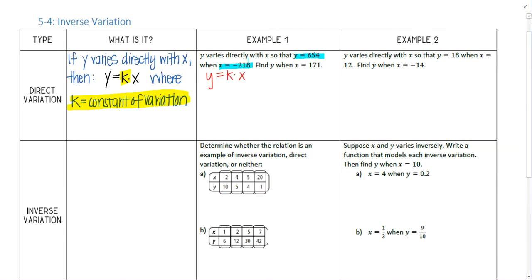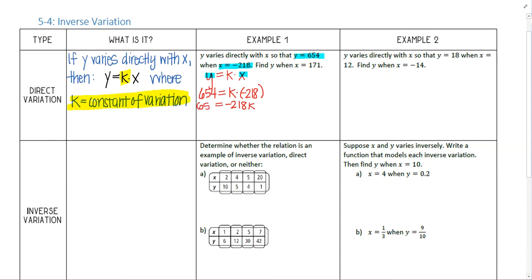So we're given one pair, y and x. That's the pair that goes together. You can almost think of this like a point. In fact, we will look at graphing these and this will be a point. So we're going to plug them in for x and y. Okay, so y is 654, k is unknown, and x is negative 218. Or if you prefer, you can write this negative 218 times k.